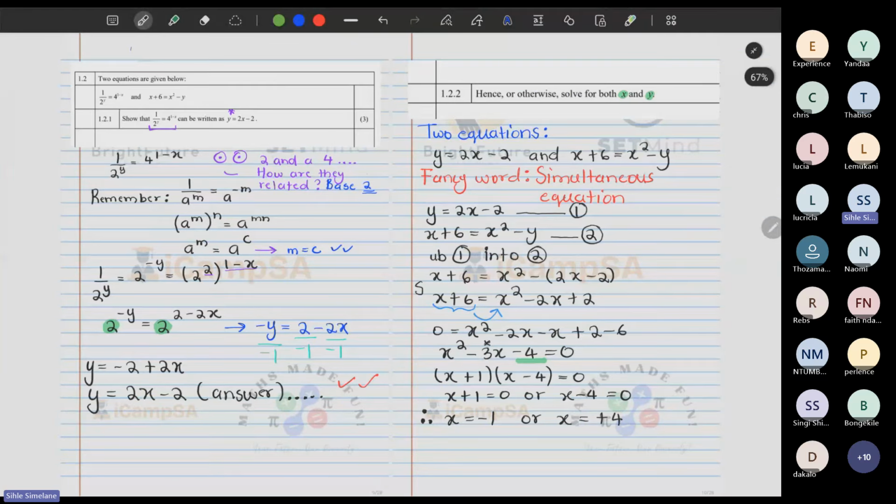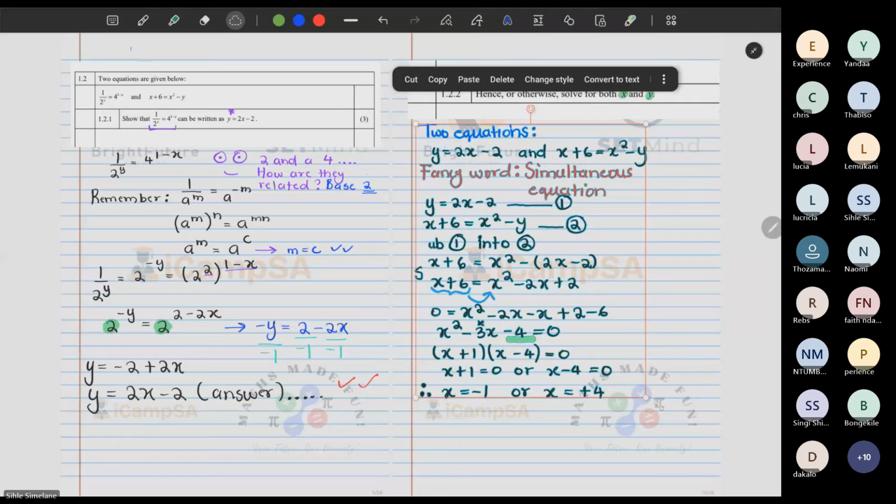Now, a question, guys, is how do we then find the y from here? Which equation should I use to find y that will make our life easy? Equation 1.